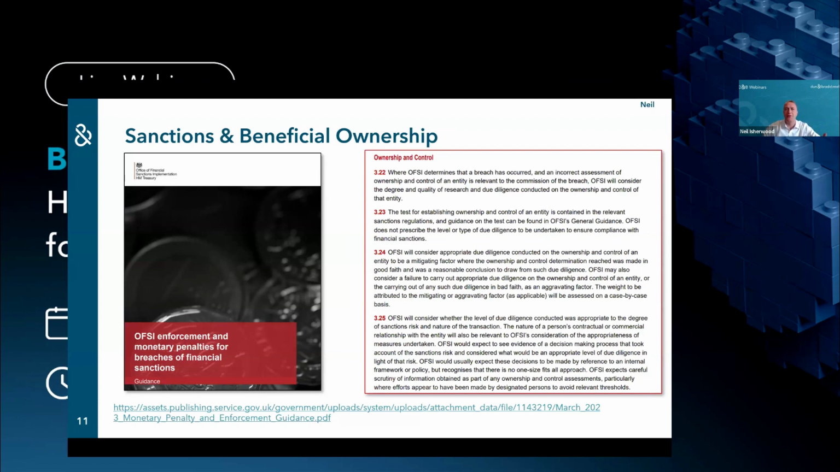So this calls out that if your program does very little in this regard, then it will be considered an aggravating factor. And equally, if your program is well structured and you do as much due diligence as practically possible, then this will be a mitigating factor. So we can really see that understanding ownership is a real key aspect of any due diligence program.